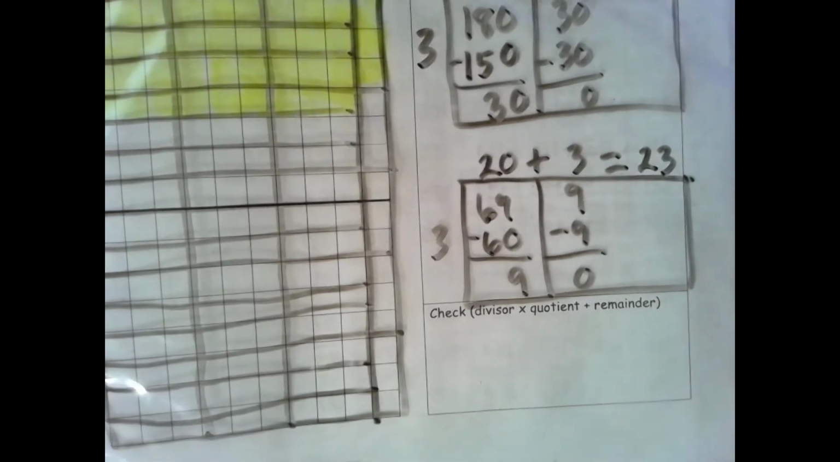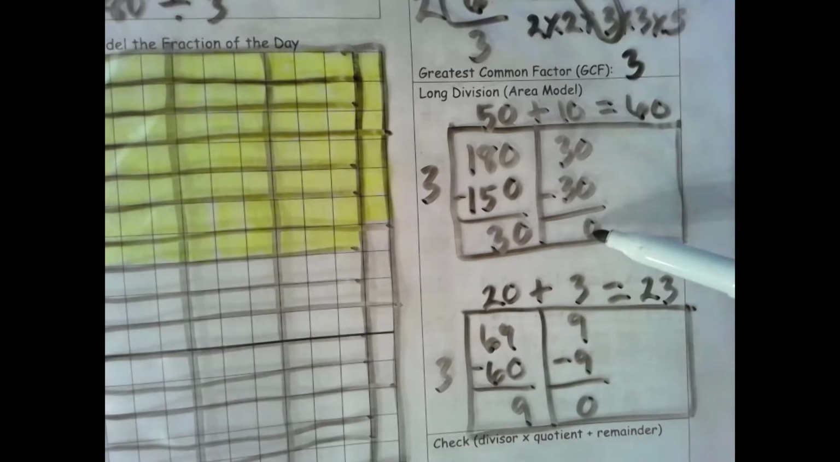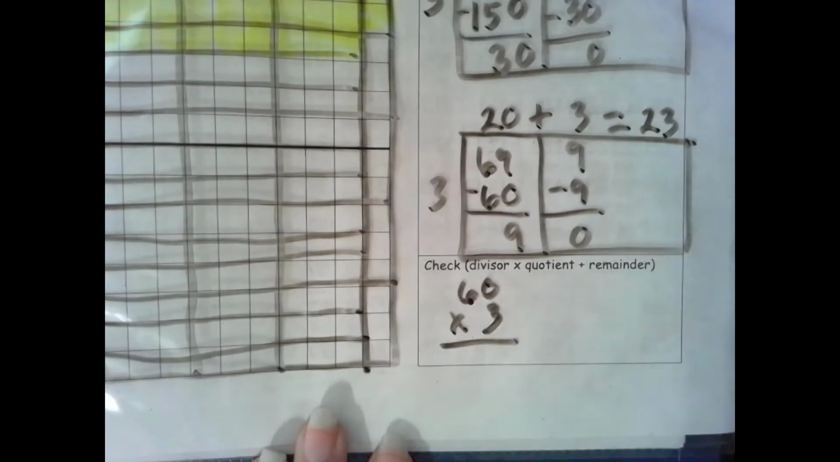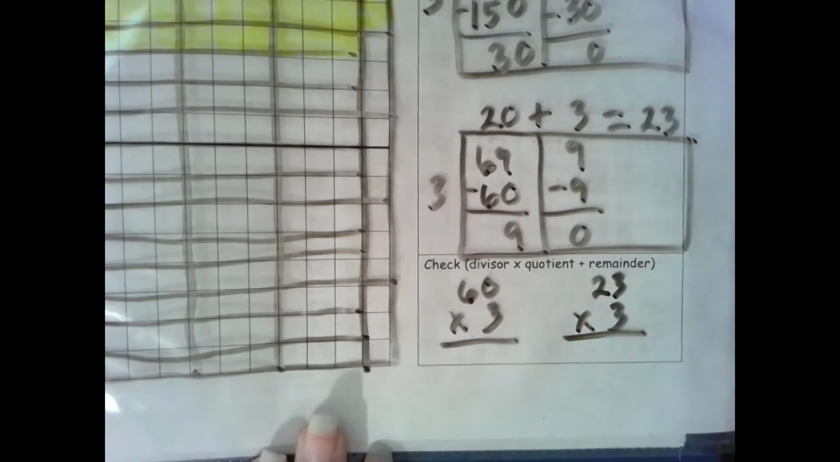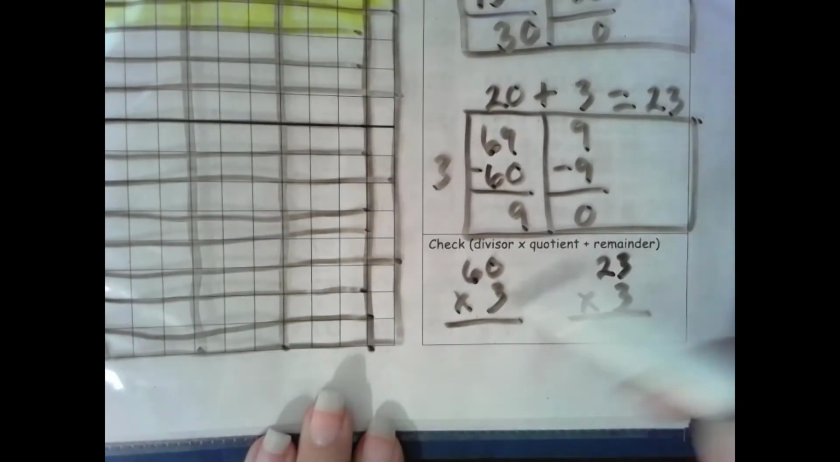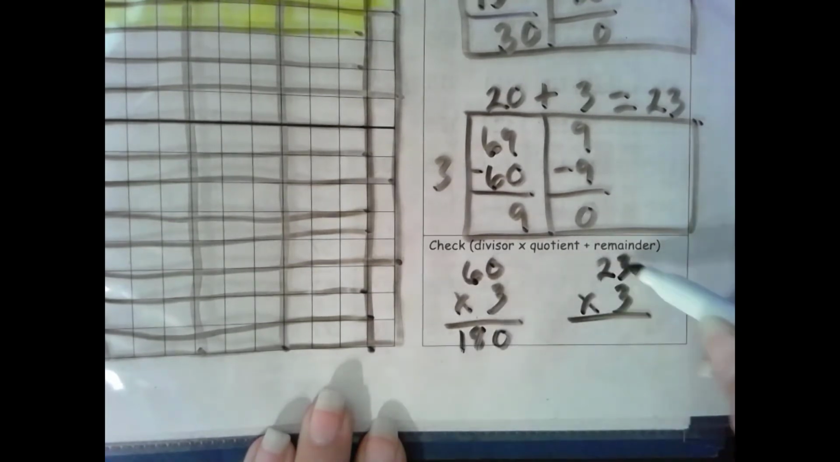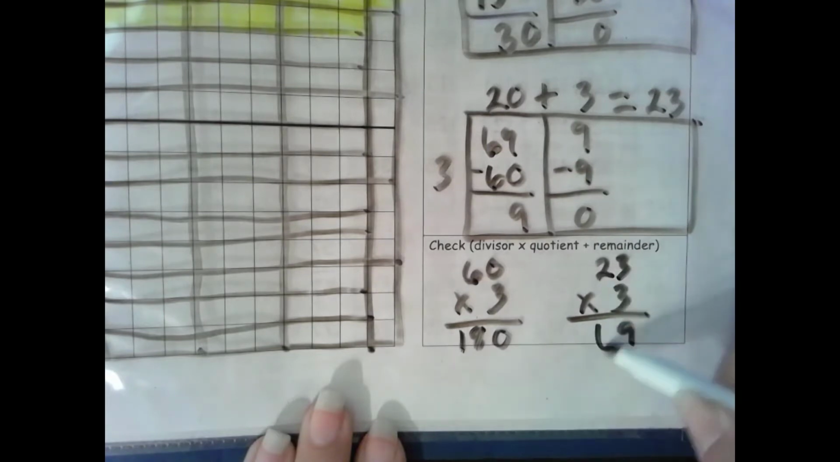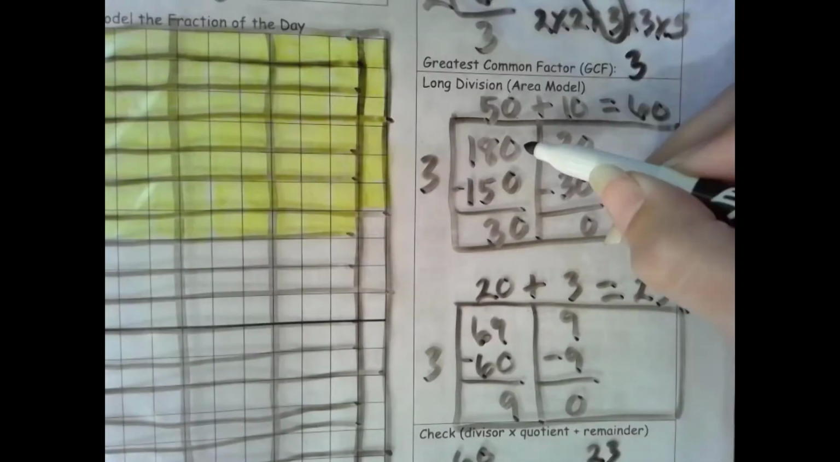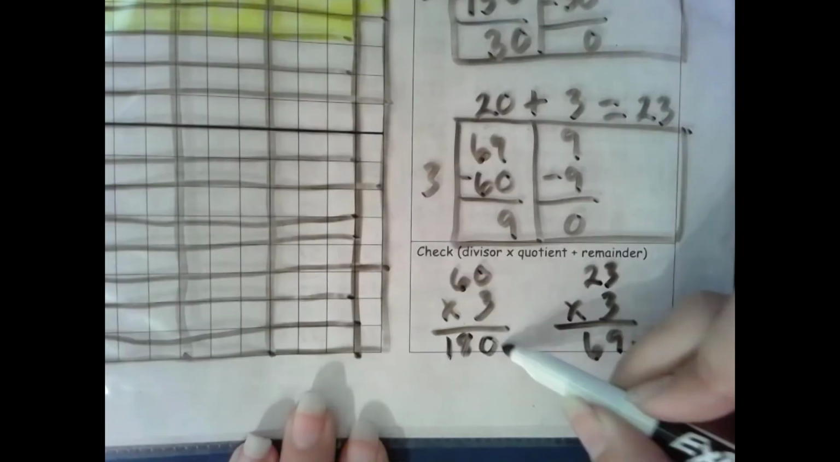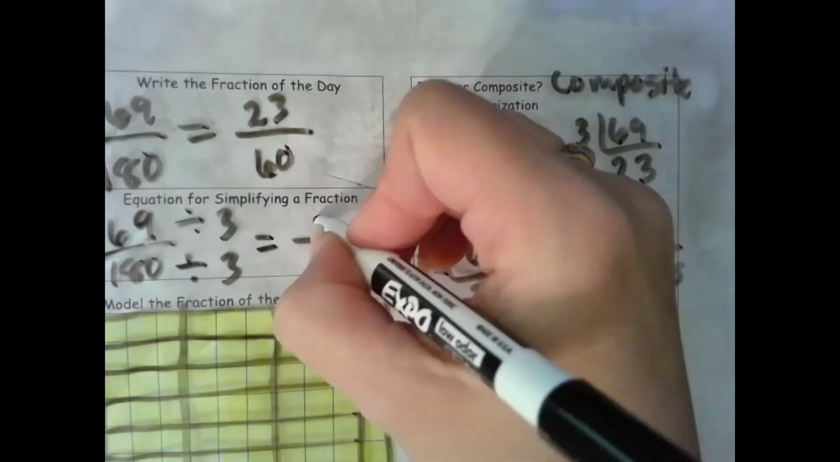Now we want to check our answer. Divisor times quotient plus remainder, divisor times quotient plus remainder. Since our remainder is 0 for both, and the identity property of addition says when you add 0 it stays the same, we don't need to take the time to add 0 if it's just going to stay the same. 3 groups of 0 is 0. 3 groups of 6 tens is 18 tens. 3 groups of 3 is 9. 3 groups of 2 tens is 6 tens. 69, that matches our dividend here. 180 matches our dividend up here. So that means that 23 is definitely our numerator and 60 is definitely our denominator.